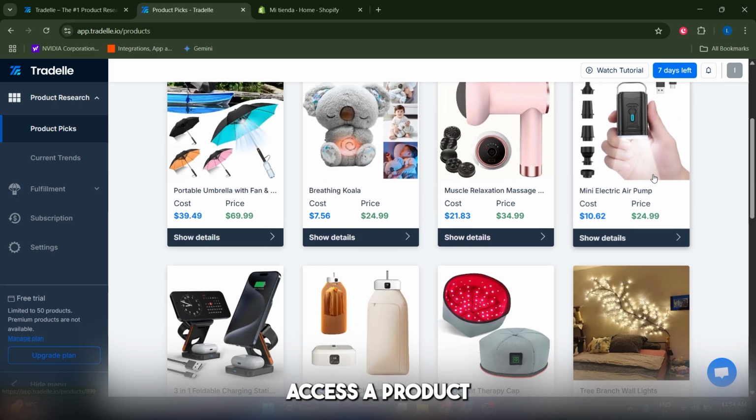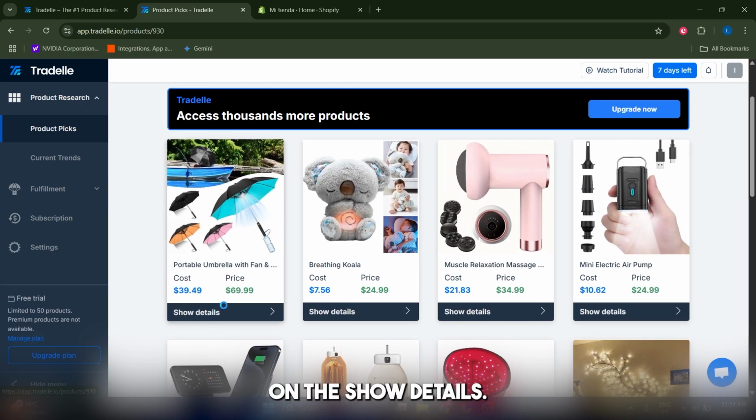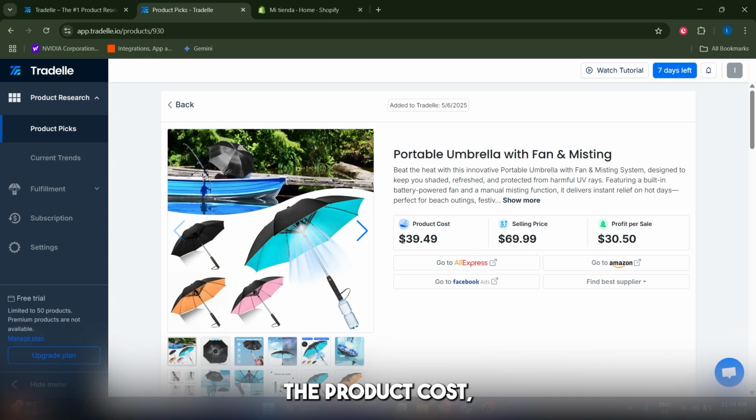You can just access a product by clicking on it, by clicking on show details. And basically here, you're going to get the product cost, which is how much it's going to cost you to import this to your Shopify store, and the selling price, which is what you are going to get by selling this, okay? And therefore, you have the profit, which is the selling price minus the product cost, of course.